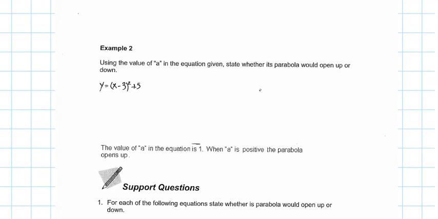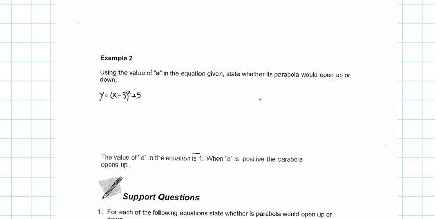So here's another one. Using the value of A in the equation given, state whether its parabola would open up or down. What's the value of A here? No, it's that value that's outside the bracket, which in this case is 1. Yeah? If there's no value, it's 1. Is 1 positive or negative? 1 is positive, right? So the value of A is positive, right? So which way does the graph open? Perfect.